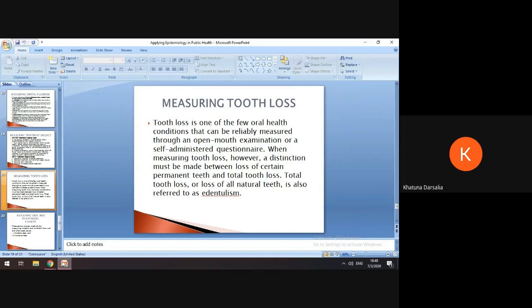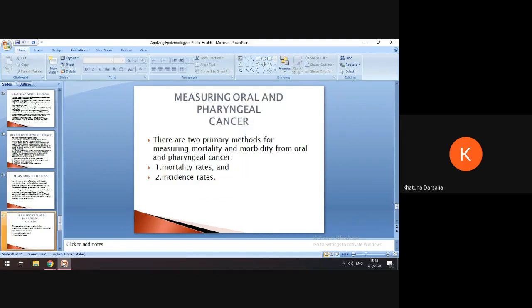And what about measuring oral and pharyngeal cancer? As with other cancers, oral and pharyngeal cancer is usually expressed as a rate or proportion. For example, the 2005 age-adjusted incidence rate for cancers of the oral cavity and pharynx was 14.7 per 100,000 population for white males and 15.1 per 100,000 population for Black or African American males.